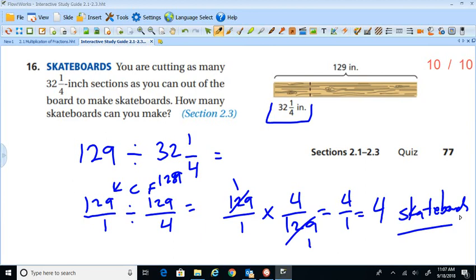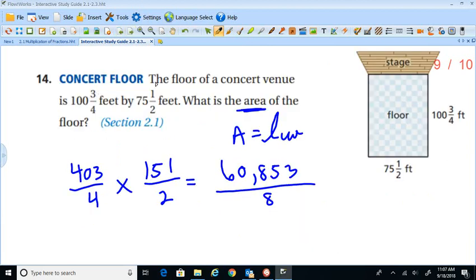That's our final answer. And that's it for the study guide. Make sure you go back and review once again. Don't worry about number 14. You won't have anything that crazy on your quiz. It'll be straightforward. But do realize to solve this, all you would have to do is multiply length times width to find the area. And we can always multiply any mixed numbers.